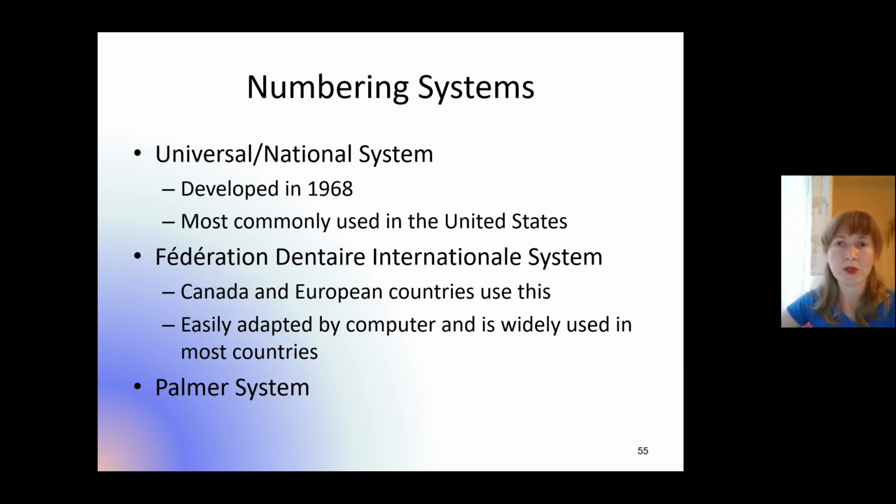To provide successful communication between dentists and better understanding of what is done to what tooth, universal numbering systems were suggested. There are a few numbering systems in the world that help to denote teeth. Universal, developed in 1965, is most commonly used in the United States. FDI, Federation Dentaire Internationale system, is mainly used in Canada and European countries. It is easily adapted by computer and is widely used in most countries. And the Palmer system.